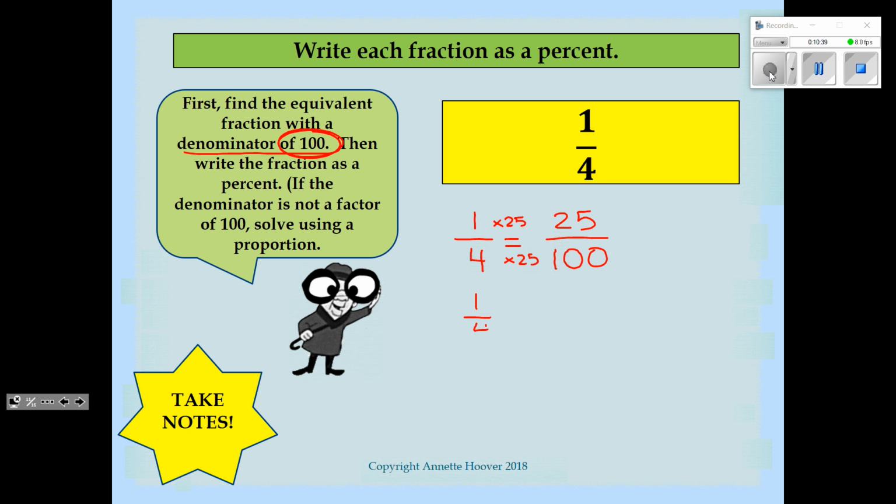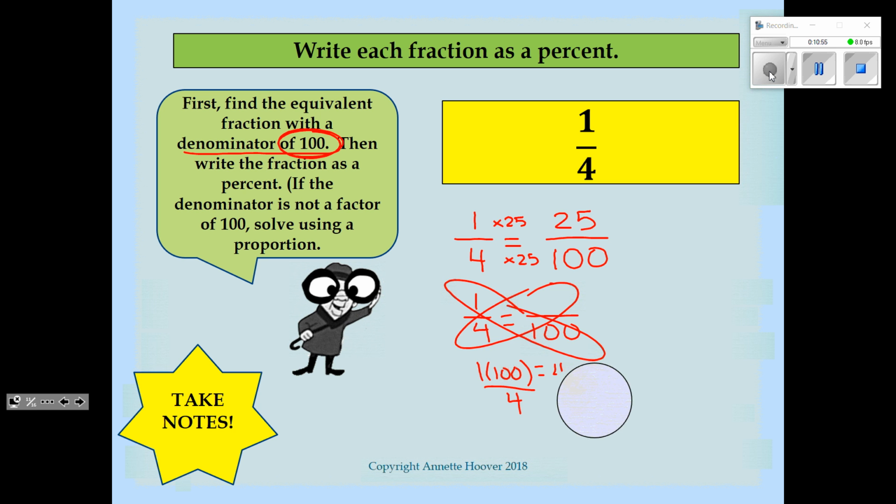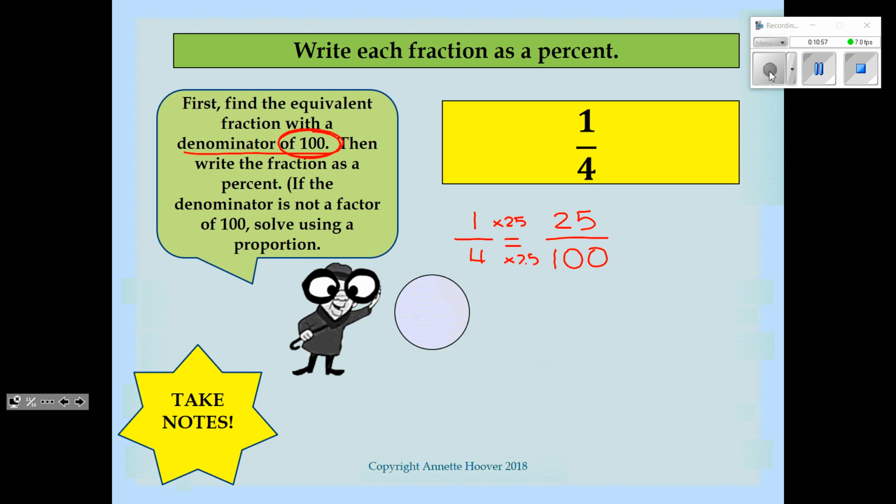If you cannot do that mentally, you're going to have to use our proportion trick where we do our butterflies, and you have 1 times 100 on one side and 4 times x on the other, if you remember our proportion lesson that we did. And now you divide both sides by 4, and you would get 25. But this one we can do mentally.